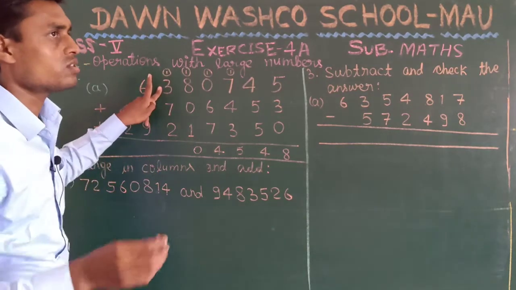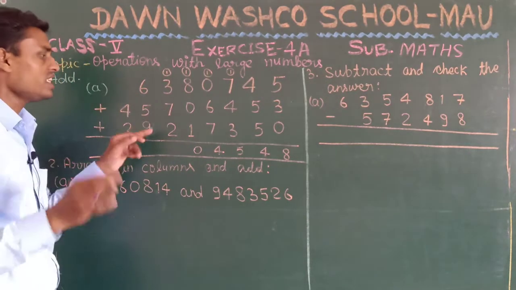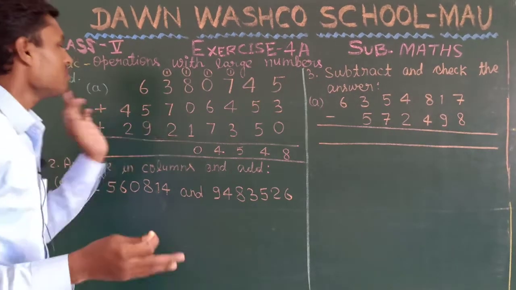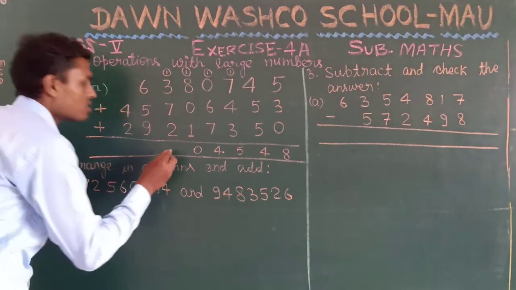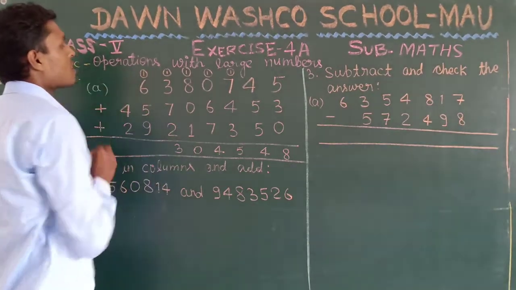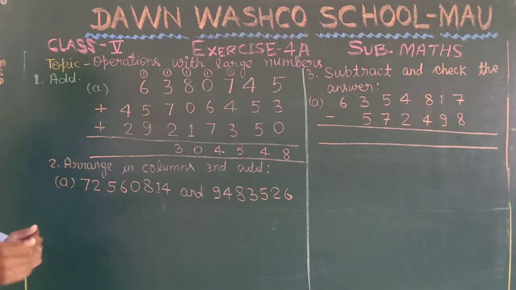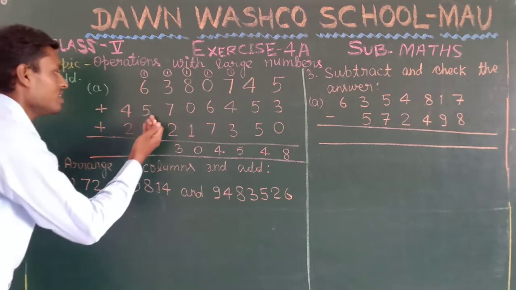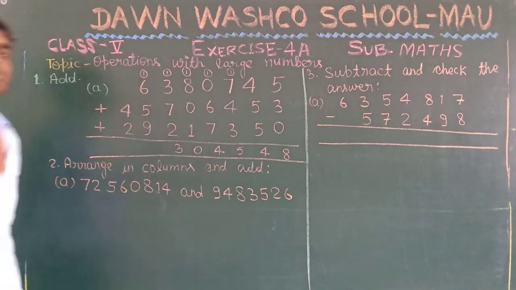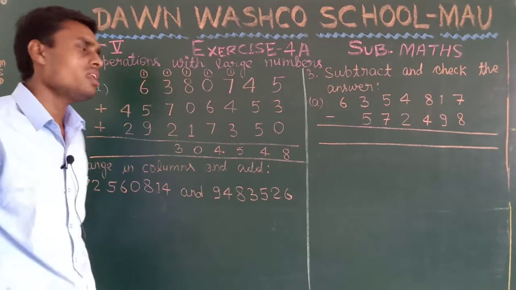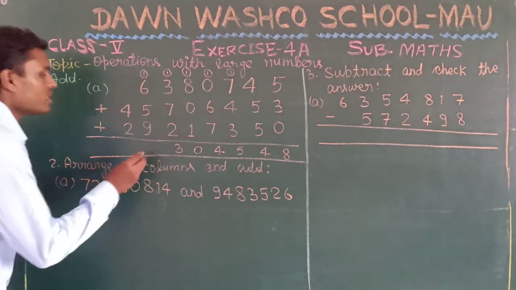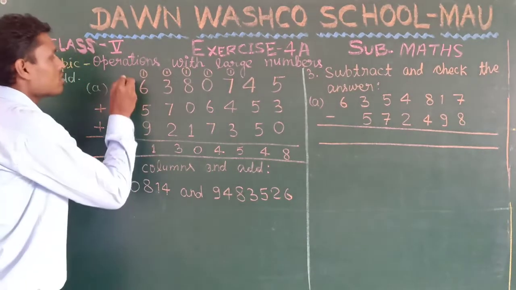Now 1 and 3 is what? 4. 4 and 7 is 11. The sum of 4 and 7 is 11, and when 2 is added to 11, it gives 13. So write 3 over here and carry 1. Okay, 1 and 6, 6 and 1 is, yes, 7. 7 and 5 gives 12. Am I right? 12 and 9. Add 12 and 9, this will give 21. Write 1 here and carry 2 over here.